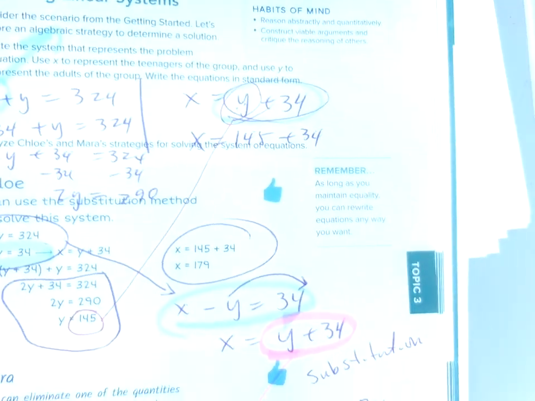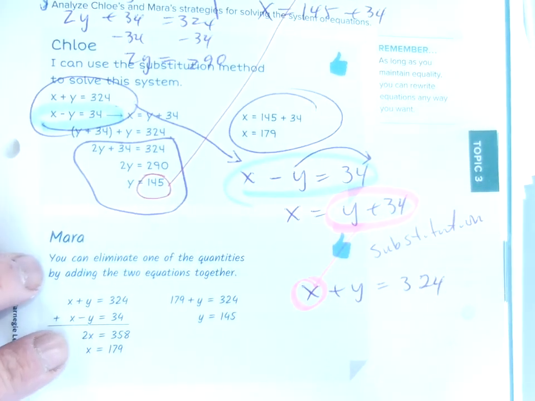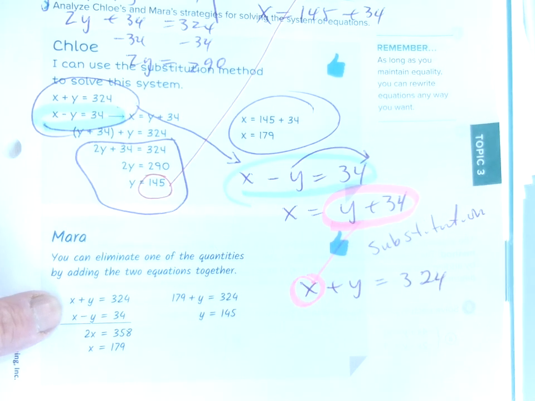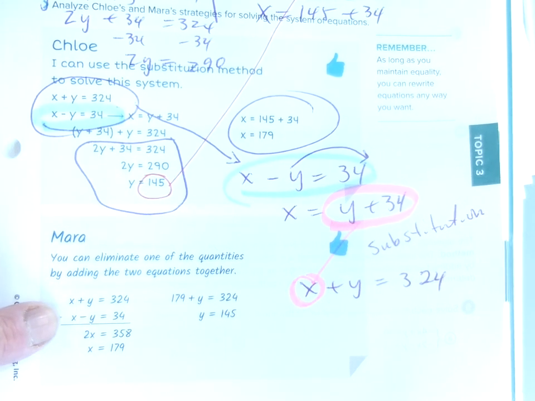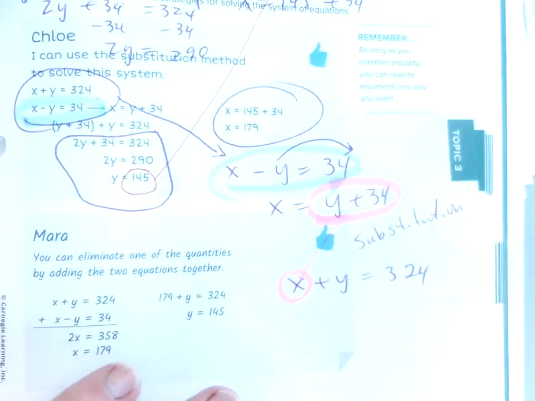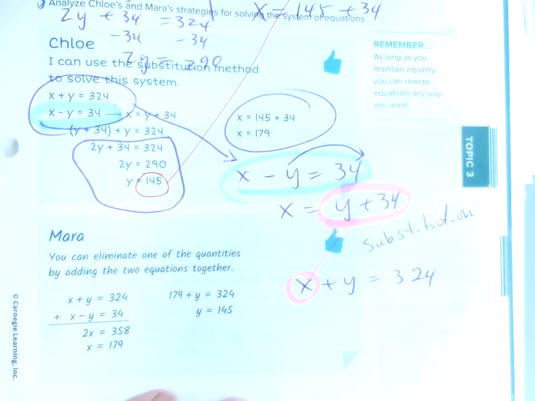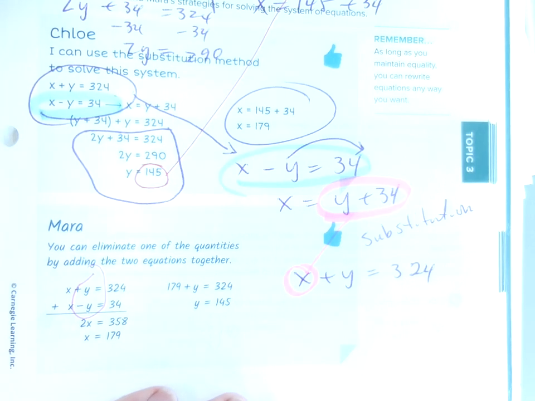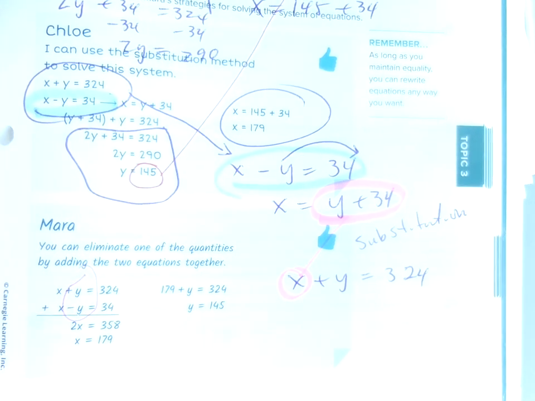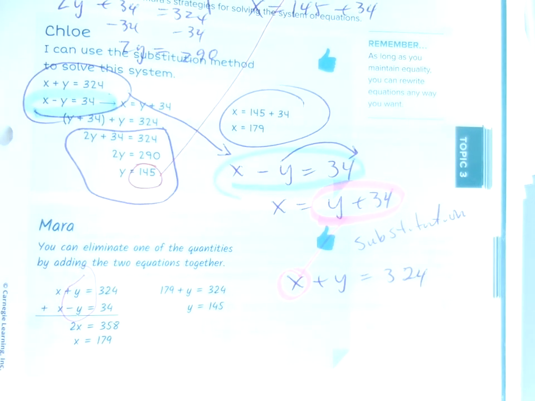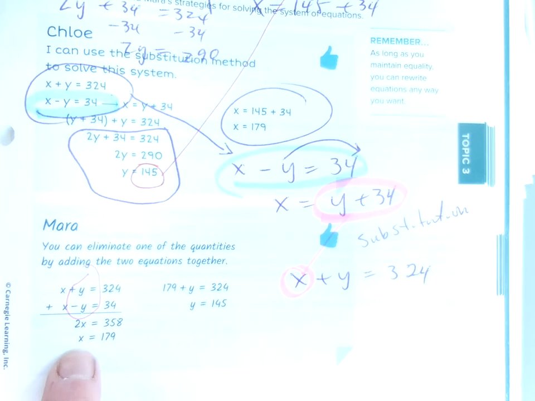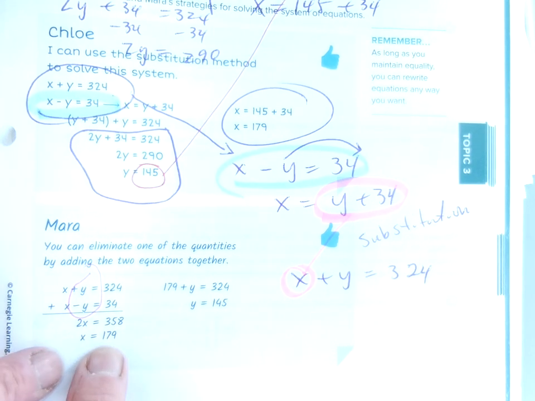When we took a look at what Mara had here, we've got x plus y equals 324 and x minus y equals 34. What we recognized right off the bat was that these y's are opposite. If they're opposites, they'll cancel each other out if you add straight down. So when you add straight down, the y's are gone, and you get 2x equals 358. Then you get x equals 179 when you divide by 2.